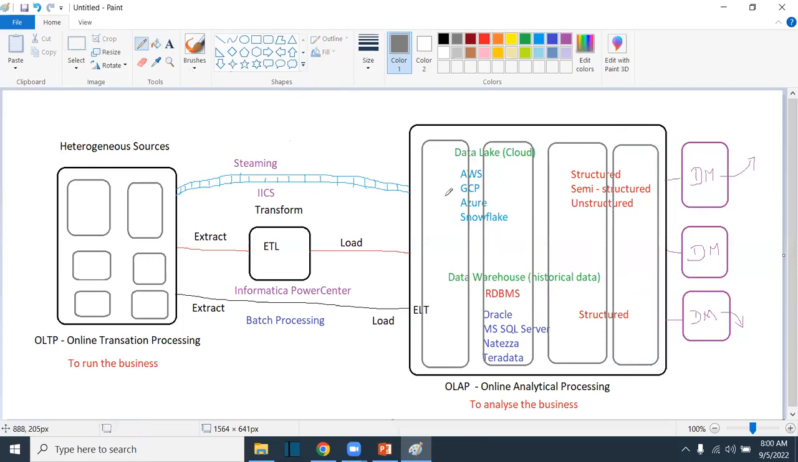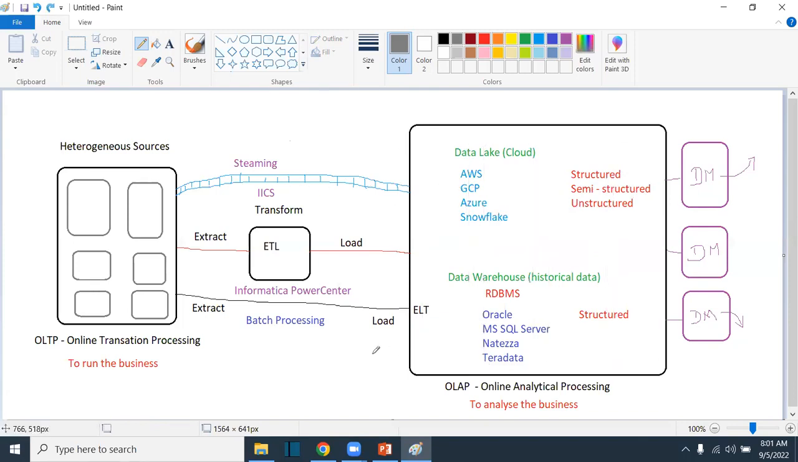From here to here we load with ETL: this is source, this is target. Then from here to here, again source and target, and then again. Like this, data will be moving from one stage to another stage. So it's not one single source and target; we have different stages.